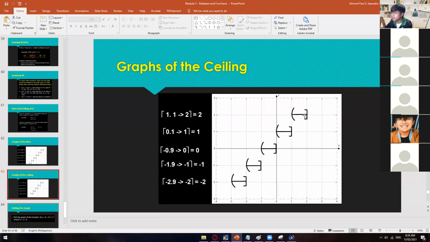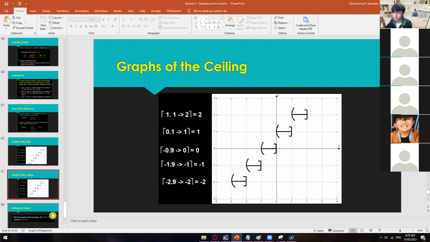As you guys can see, the symbol is now flipped. So this is now the final coordinates. If we have 0.1, it will become 1. If we have negative 0.9, it will become 0. If we have negative 1.9, it will become negative 1. Negative 2.9 will become negative 2. Those are their final coordinates. If you're going to plot this one, then you will plot it right here, here, here, here, here. All right, so are we clear for this one?